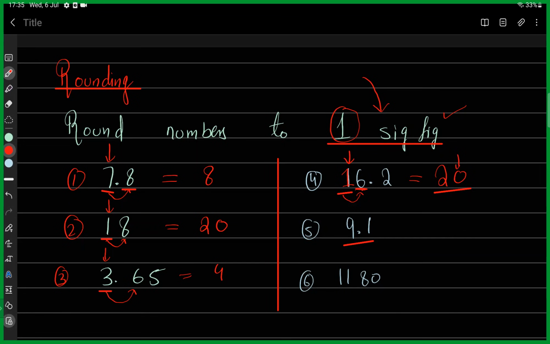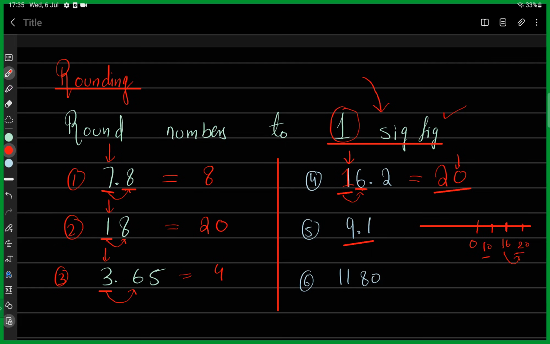That's mathematically incorrect. If I make the number line, this is 0. Then let's say this is 16. I have 10 here and I have 20 here. So either it would be 10 or it would be 20. So 16 is more close to 20. That is why I've rounded it off to 20. Okay.